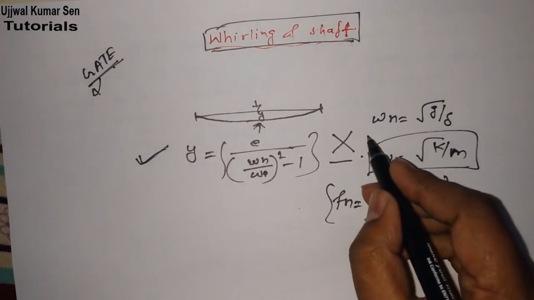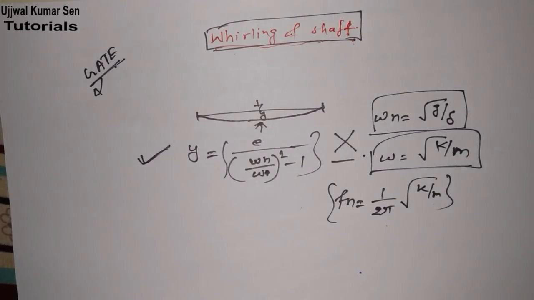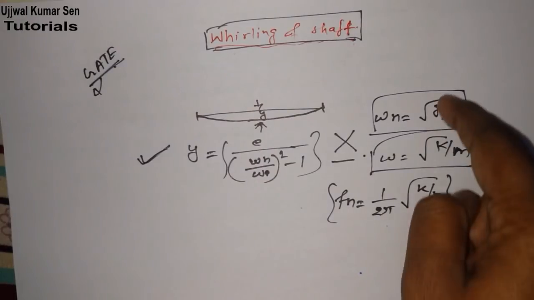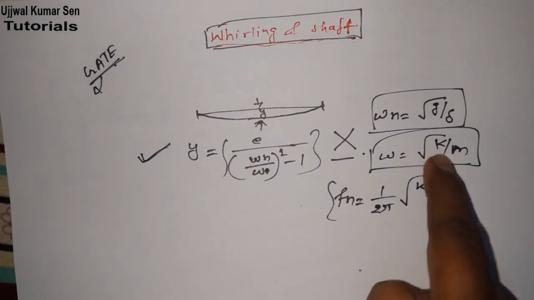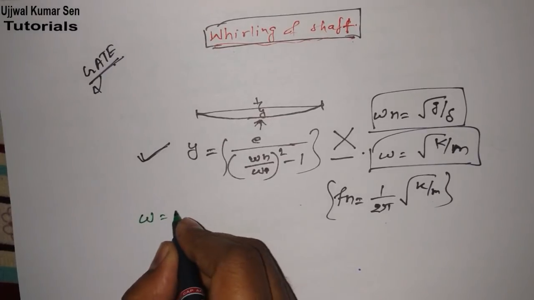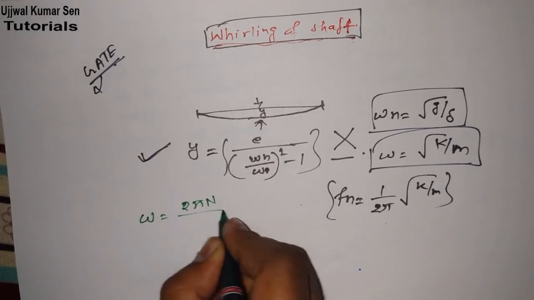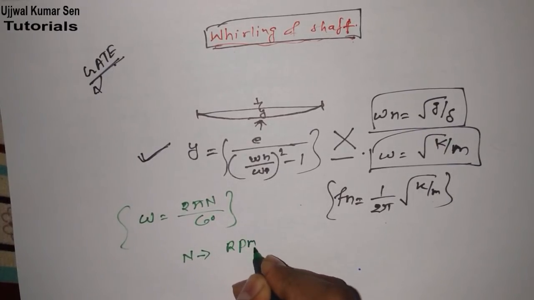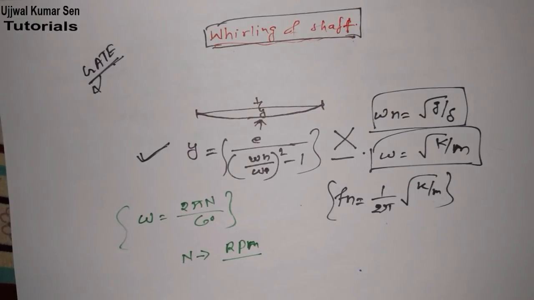So the formula we need to know to find out whirling of shaft, a numerical which has been asked in GATE previous year, is that one formula, not this one, not even this one. Alright, now one another thing we need to know: angular velocity omega is equal to 2 pi N divided by 60. This N is known as revolutions per minute of the shaft, or of whatever you are finding out. So these are all the important formulas of whirling of shaft.